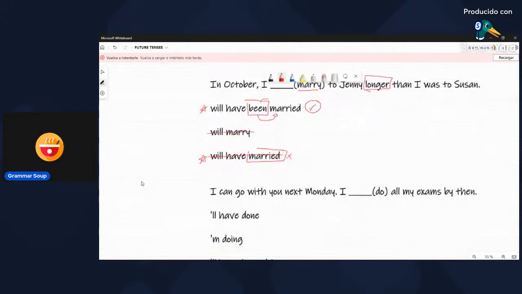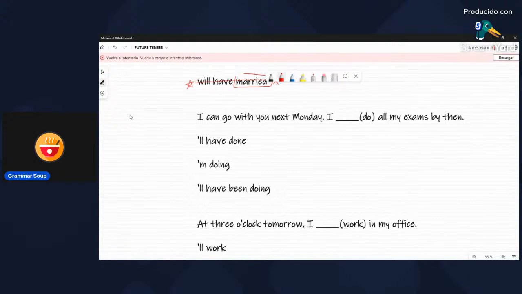Okay, let's continue. We have this one. Let's do two more. Let's see if you guys can follow me the whole test. It says, I can go with you next Monday. All my exams by then.